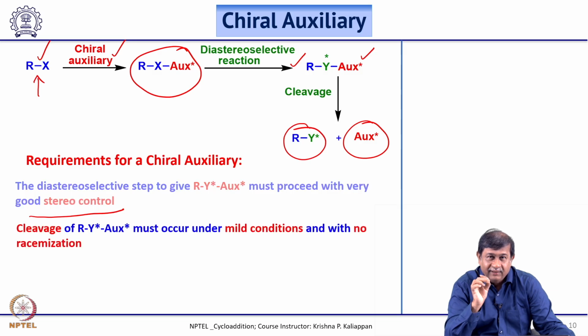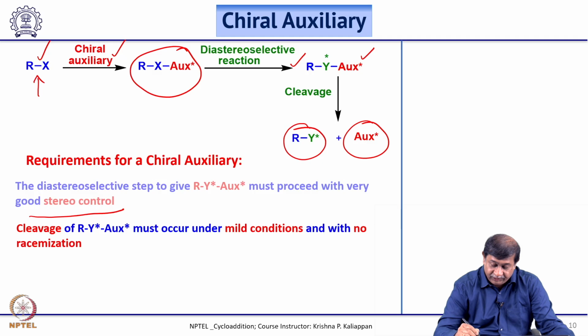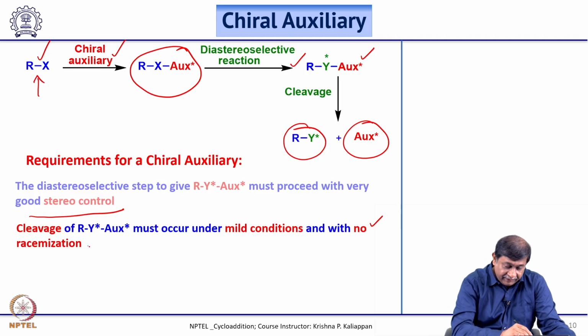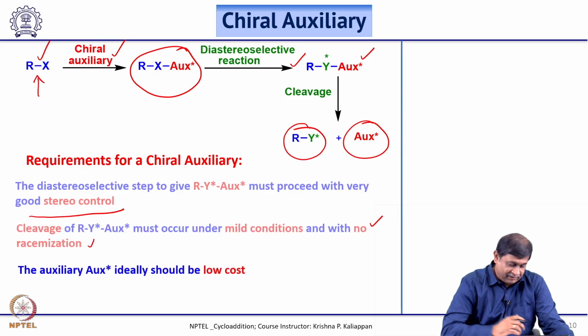One, the chiral auxiliary should be attached to your substrate under very mild conditions without affecting any other functional group. Two, after the reaction is over, it also should be cleaved under very mild conditions, and particularly when it is cleaved, it should not racemize. Suppose you are using a strong base, that strong base should not epimerize or racemize your final products.